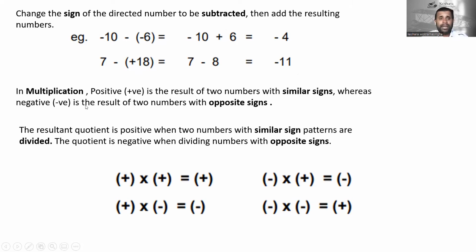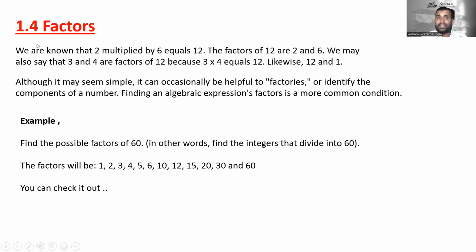All right. In multiplication, positive is the result of two numbers with similar sign. Example, plus into plus is plus, whereas negative is the result of two numbers with opposite signs. See, the resultant quotient is positive when two numbers with similar sign patterns are divided. The quotient is negative when dividing numbers with opposite signs. See, plus into plus equal plus, plus into minus is minus, minus into plus is minus, minus into minus is plus.